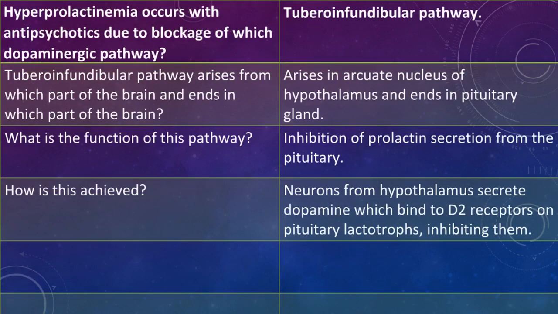Hyperprolactinemia occurs with antipsychotics due to blockage of which dopaminergic pathway? Tuberoinfundibular pathway. Tuberoinfundibular pathway arises from which part of the brain and ends in which part of the brain? Arises in arcuate nucleus of hypothalamus and ends in pituitary gland. What is the function of this pathway? Inhibition of prolactin secretion from the pituitary. How is this achieved? Neurons from hypothalamus secrete dopamine which bind to D2 receptors on pituitary lactotrophs, inhibiting them.